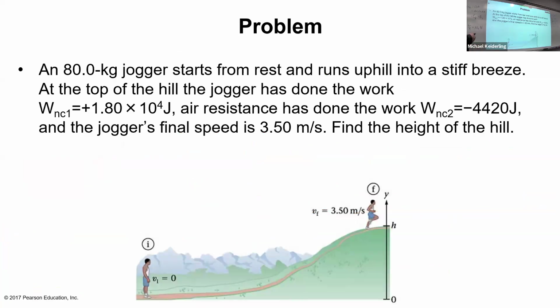Here we have an 80 kilogram jogger who starts from rest and runs uphill into a stiff breeze. At the top of the hill, the jogger has done non-conservative work 1, plus 1.8 times 10 to the 4 joules, and air resistance has done non-conservative work 2, minus 4,420 joules. The jogger's final speed is 5.3 meters per second. Find the height of the hill.